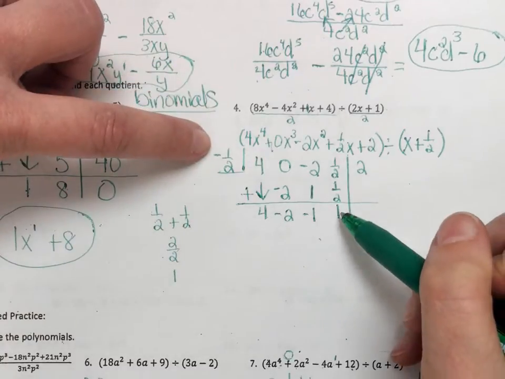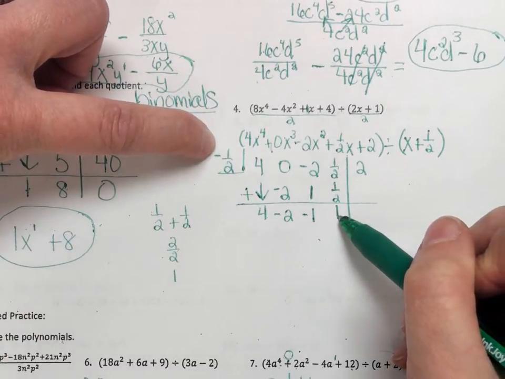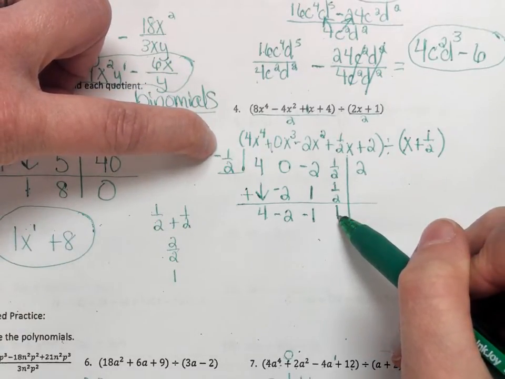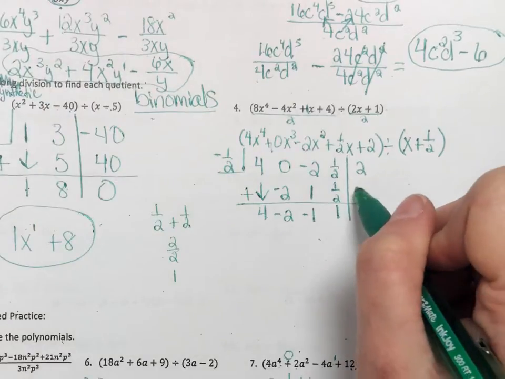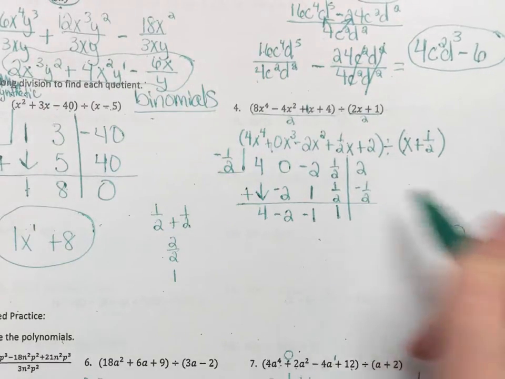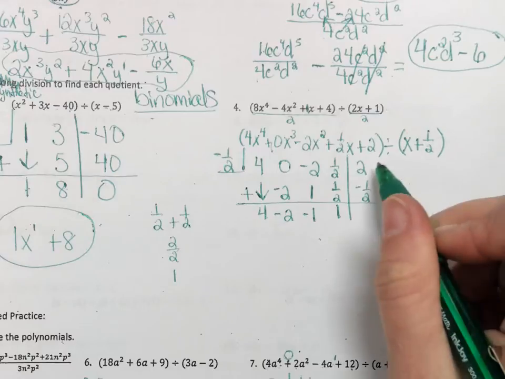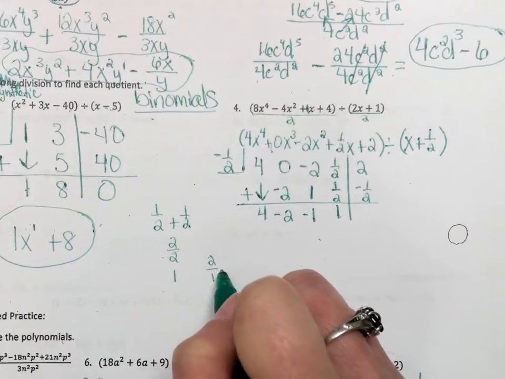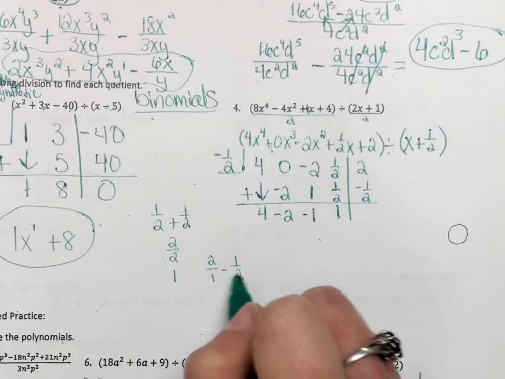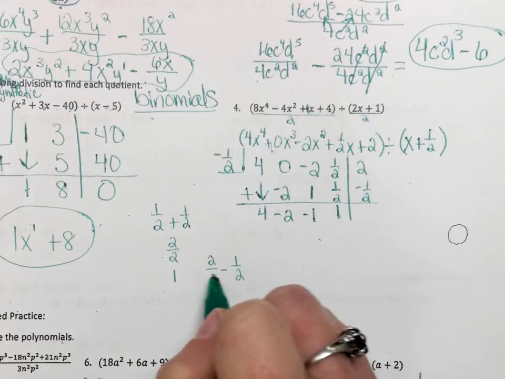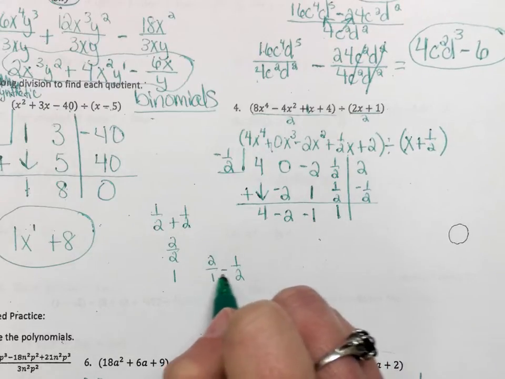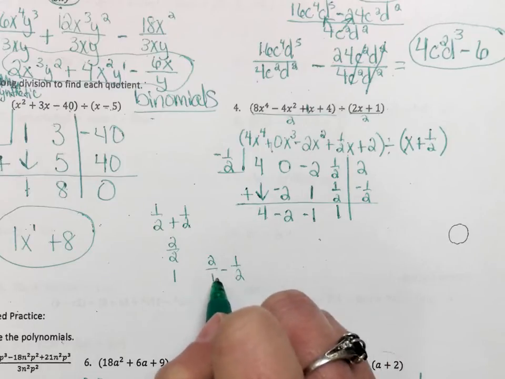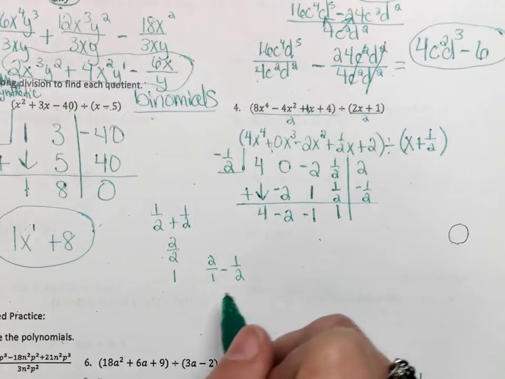All right, now multiply 1 times negative 1/2. What do you get? Negative 1/2. Add those together. How do you do that? 1.5. Common denominator. What's the common denominator between these two? Common denominator is 2. What's common between 1 and 2?